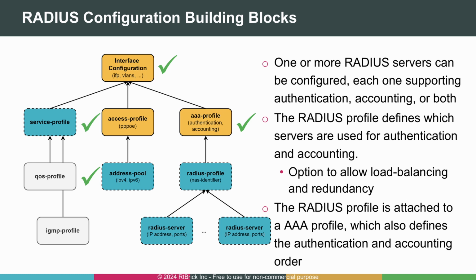Although a particular Radius server might be capable of handling both authentication and accounting, in the Radius profile, you specify that it should only perform one of these tasks. You can provide a list of servers to allow for redundancy or load balancing. Finally, the Radius profile is linked to the AAA profile.